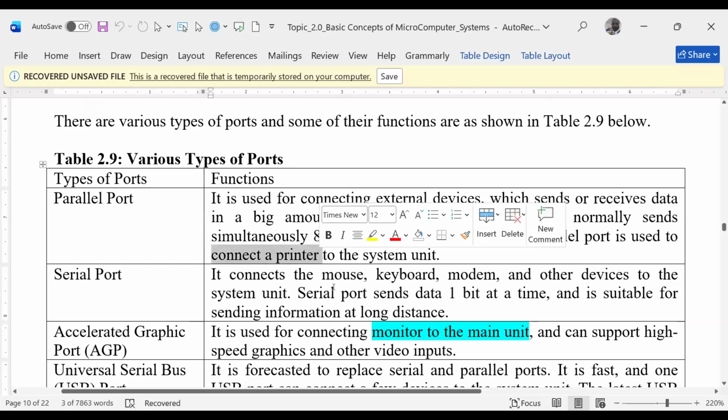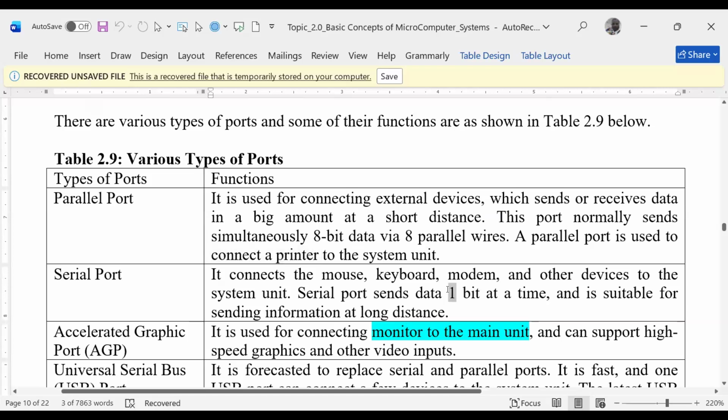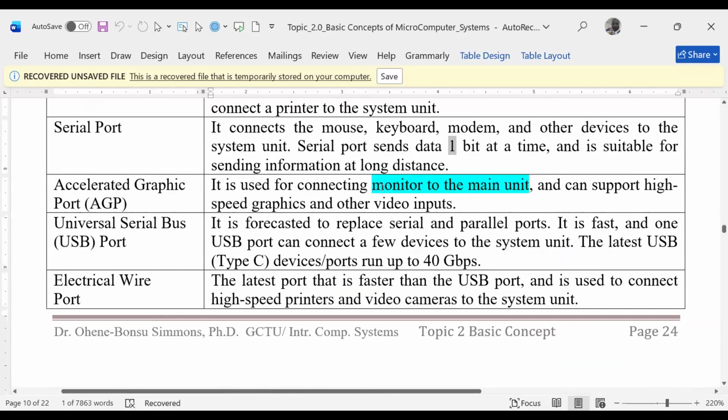And the serial port, this one sends 1 bit at a time. The bit is the smallest unit in an information system as a signal moves from one place to another. And the serial is normally for long distance, 1 bit at a time. This connects the monitors, projectors. So AGP, or accelerated graphics port, is meant for connecting a monitor or projector to your computer system.